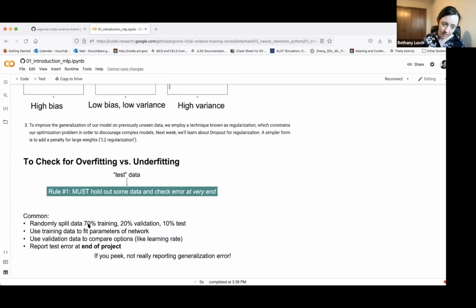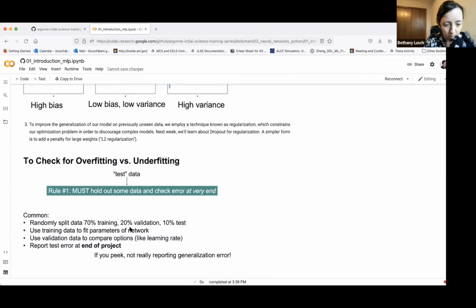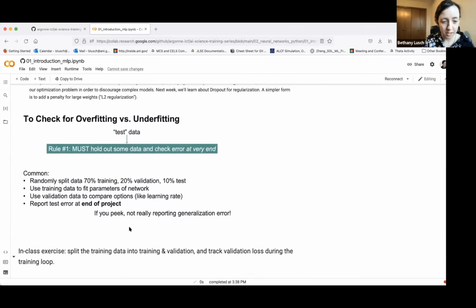If you look at the test error repeatedly, then you're not really doing a true estimate of how well you can generalize. If you check your test error and you're surprised that it's way worse, then you could try to improve your model, but now you need new test data if you want to really estimate how well you can generalize to unseen data.